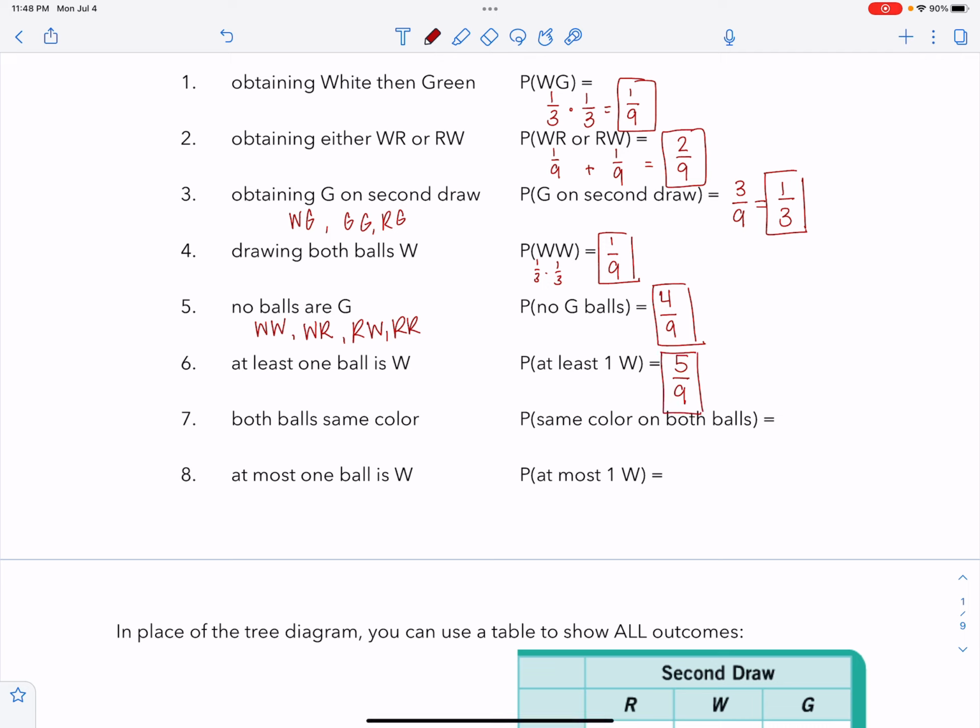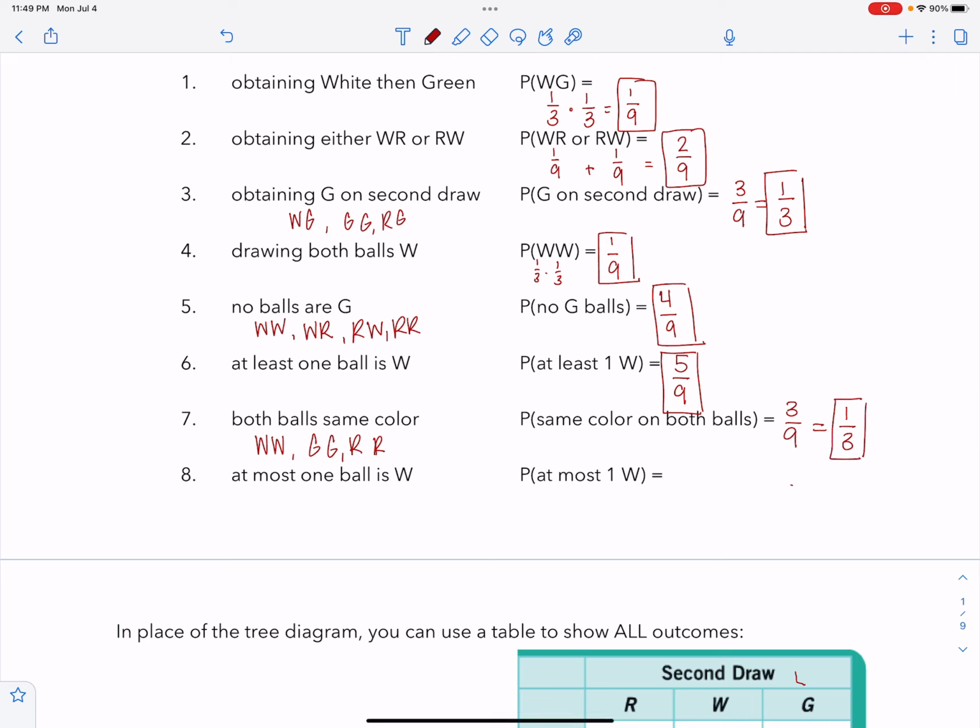Same color on both of the balls I draw. So that would be white, white, green, green, red, red. And so that would be 3 out of 9, or reduced down to 1/3.